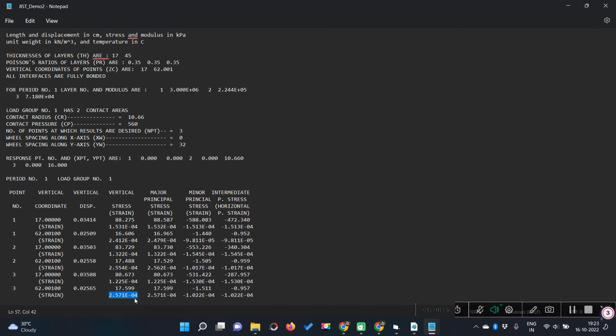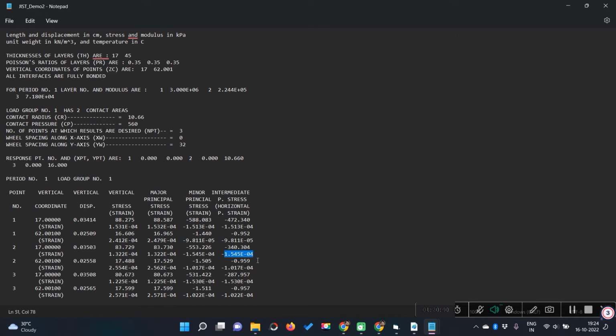Whatever epsilon t, so epsilon b. 154.5. What is the permissible value? The permissible value was 155.47. So is it okay? Yes, sir. It is okay, right?